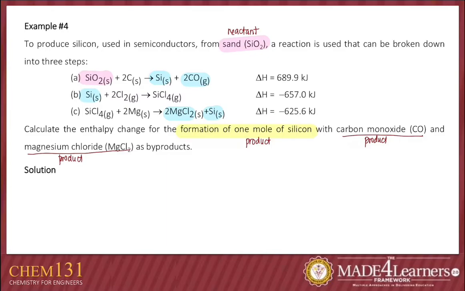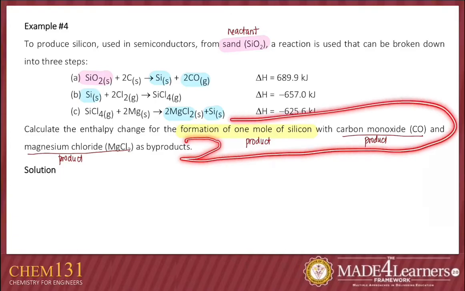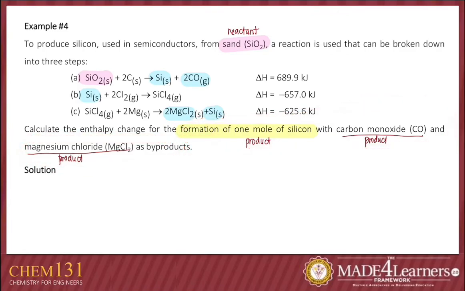So, what could we possibly do to the three equations to form the silicon from SiO2? We are going to simply, since the positions are already right, add equations A, B, and C. A, B, and C. So let's copy that.